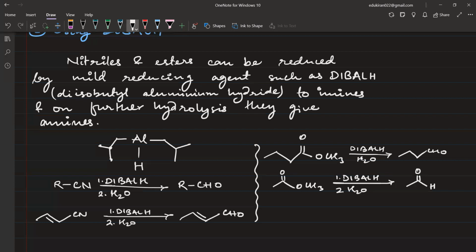Double bond O and hydrogen. So two carbon atoms. Here also two carbon atoms. So till the carbonyl carbon, you are going to get all the carbon atoms, and then OCH3 will not be there. Write this down.